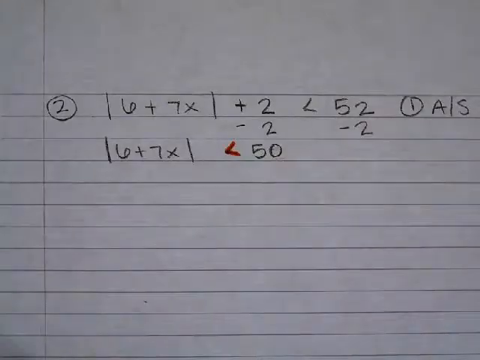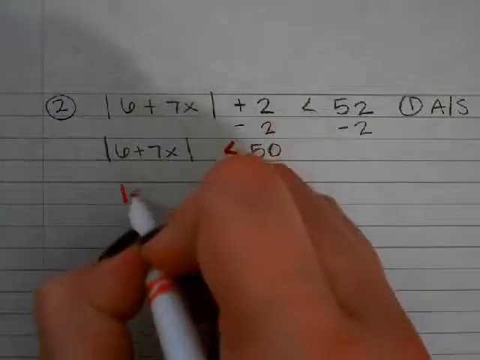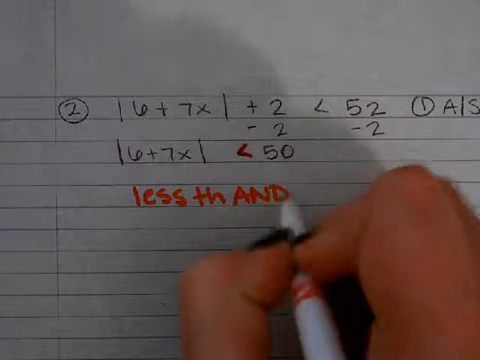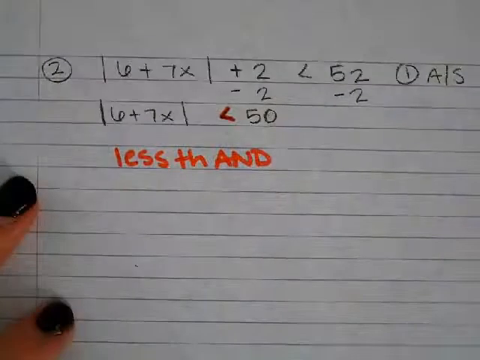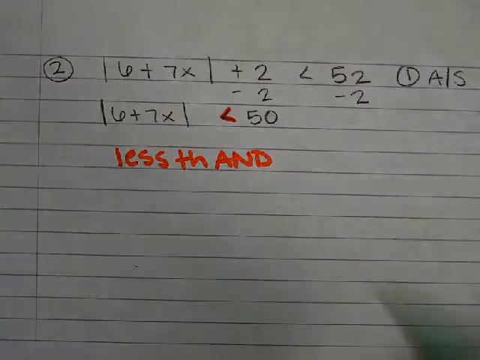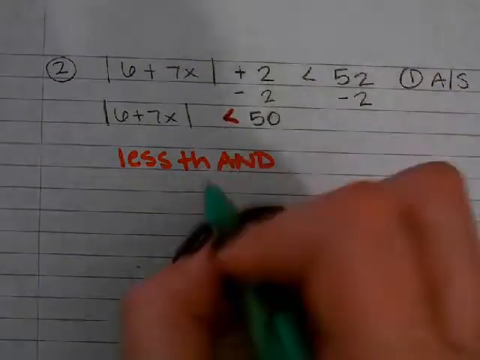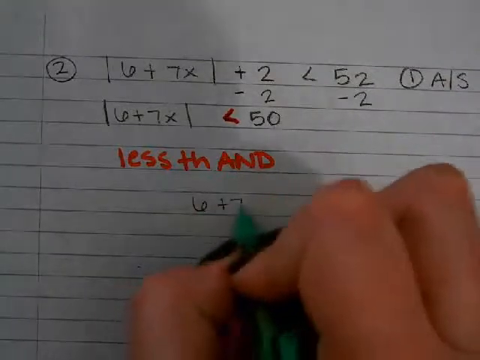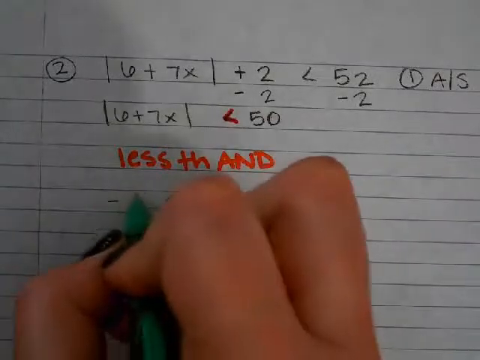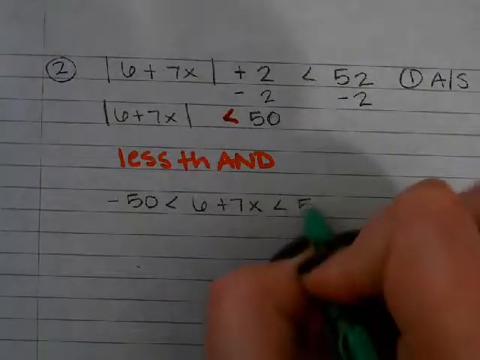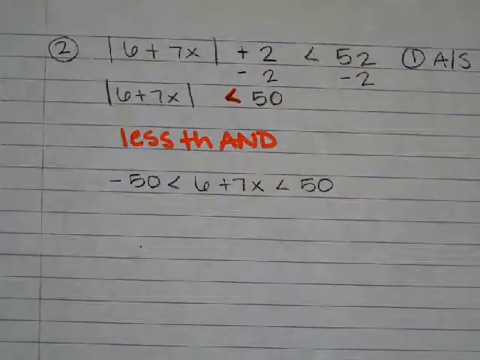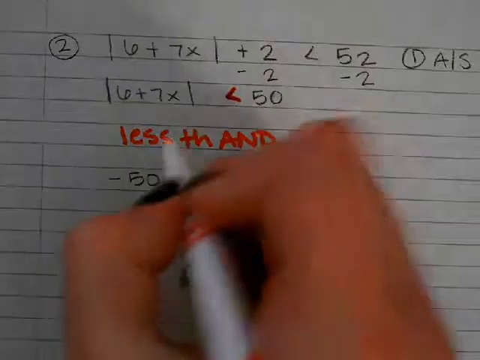And so that means we write it as a sandwich. So we're going to put 6 plus 7x in the middle. And we're going to put negative 50 on the left side and positive 50 on the right side. So we're making it a sandwich. So here, we still have two options, but they're written as a sandwich. Does that make sense? Sandwich. All right.